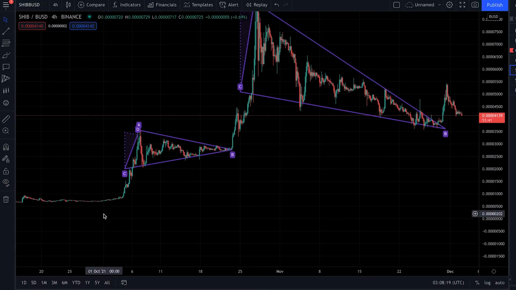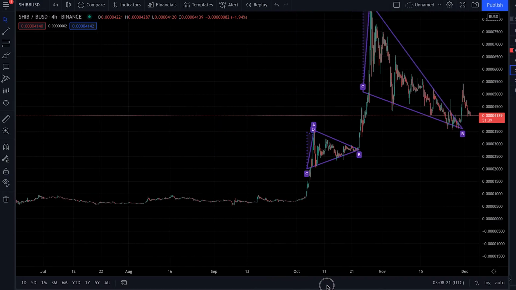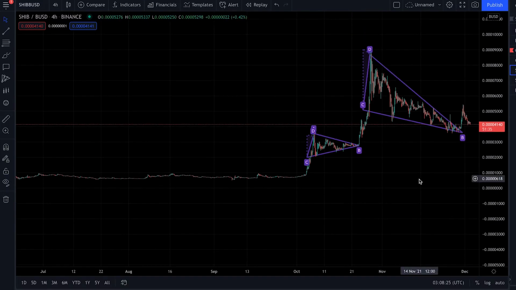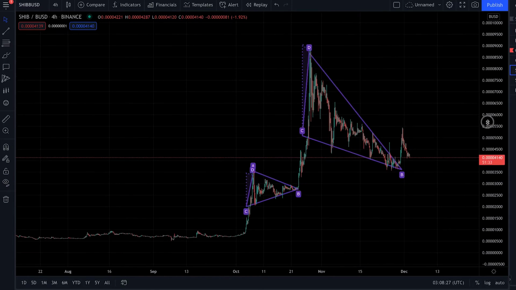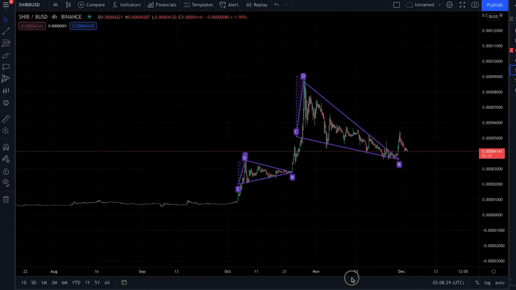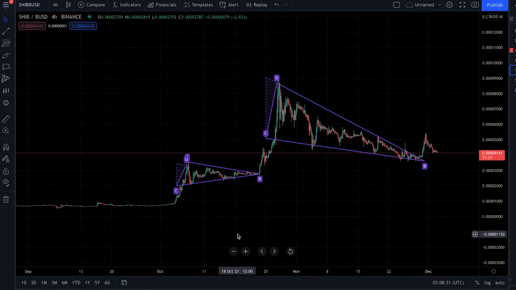The same pattern that is happening on Shiba Inu is the same pattern that is about to happen on crypto.com coin. All right, on crypto.com coin, that is the same pattern. You can see from around the 3rd of October, that is when we had our first bull run for this year.